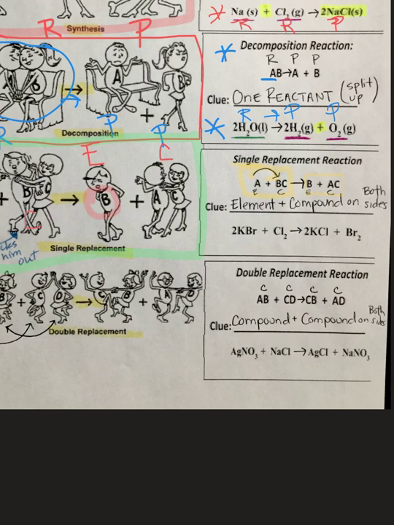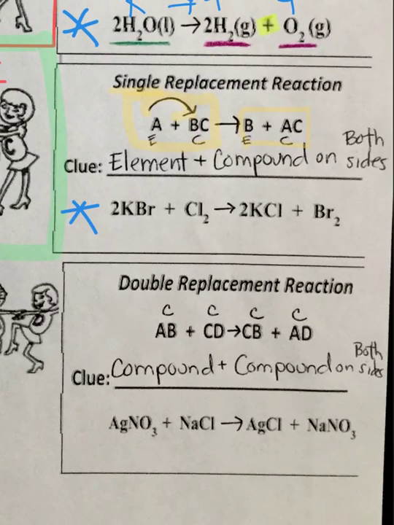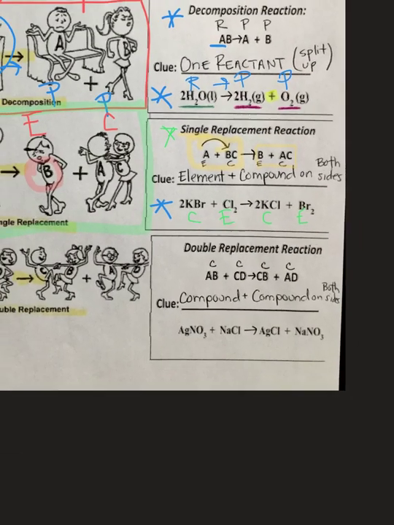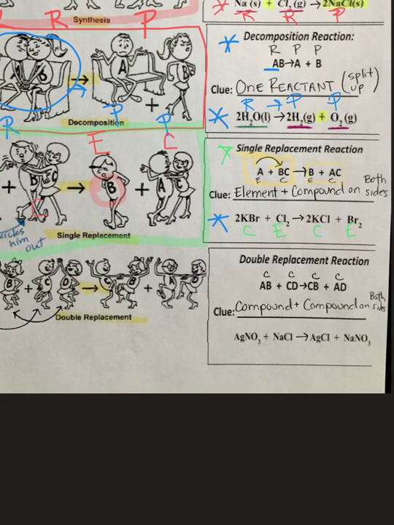So if we look at the example right here, we have our compound. Those are two elements put together. Then we have our element. After the arrow, we have the same thing. We have a compound and we have an element all by itself. This is the only chemical reaction that will have a compound and an element on both sides, and it's called single replacement reaction. Let's go ahead and look at the double replacement reaction.